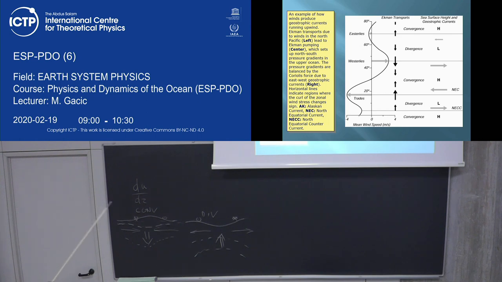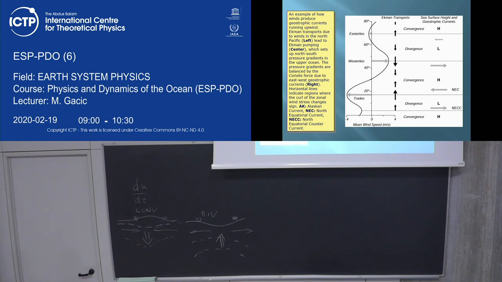Okay, so as a consequence of this kind of steady wind distribution, we have this varying shape of the sea surface. As this varying shape of the sea surface appears, we have the geostrophic flow. So the geostrophic flow in this case is not a direct response to the wind. It's the geostrophic flow which is generated by the sea surface shape due to the influence of the wind.